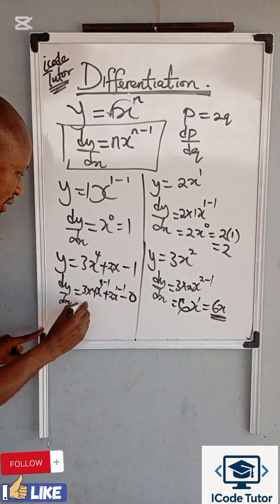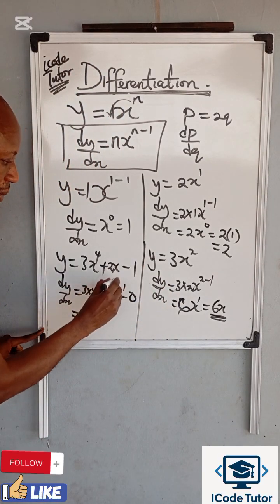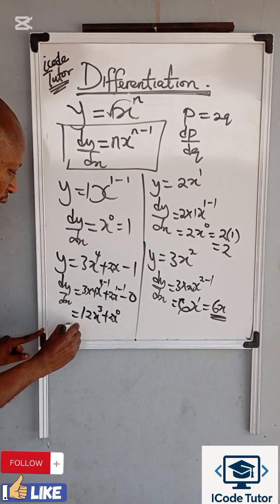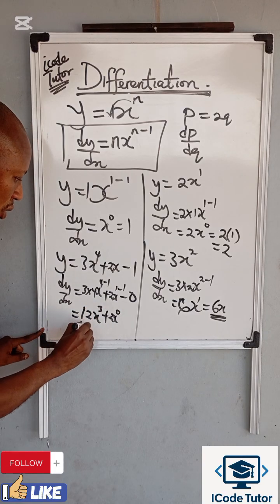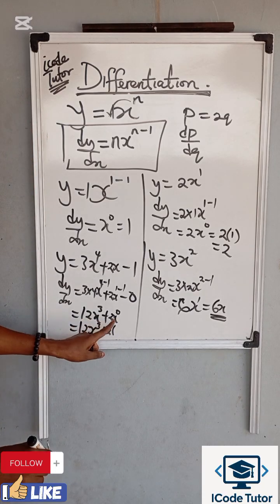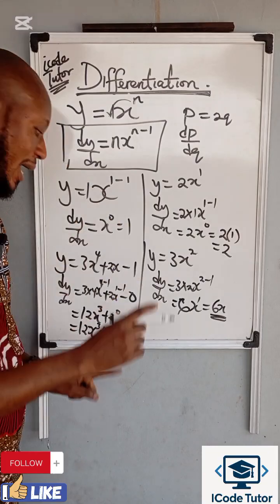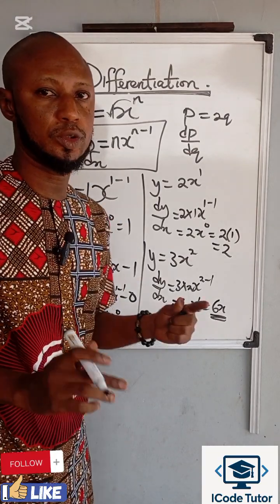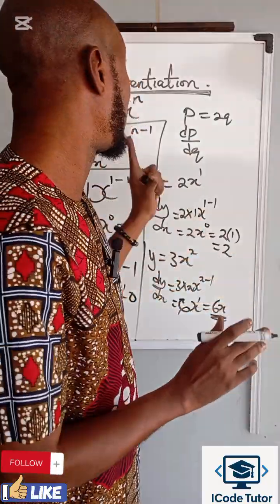Now, our answer here is 3 times 4 is 12, x, 4 minus 1 is 3, plus 2x raised to power 1 minus 1 is 0. Now, the final answer here will be 12x raised to power 3 plus 2 into, as you all know, x raised to power 0 is 1, and 2 times 1 is 2. That means that the answer here will be 12x cubed plus 2. That's the end of this particular topic.